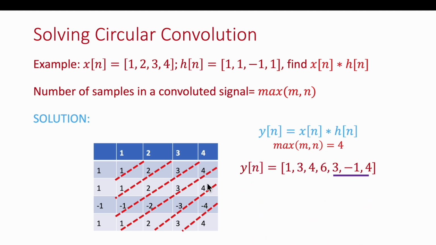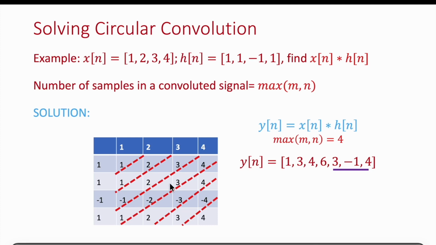But here you can see what is the y of n. The first element will be 1. The second element will be the sum of these two elements, like 2 plus 1, the answer is 3. The third element, sum of these 3. The fourth element will be the sum of all these 3 elements. The fifth sample is the sum of all these elements, and the sixth sample, sum of all these elements, and the seventh sample is the sum of these 4 only.